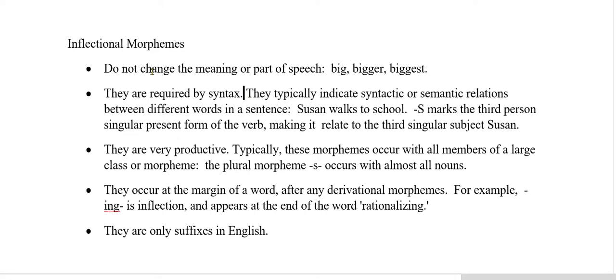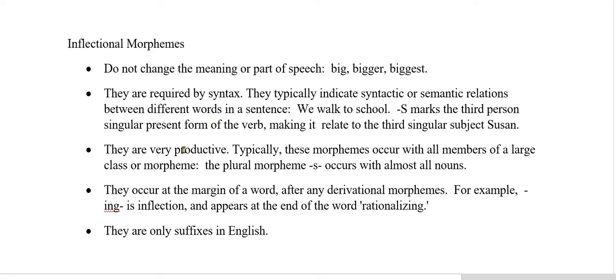Number two, inflectional morphemes are required by syntax. They typically indicate syntactic or semantic relations between words in a sentence. For example, Susan walks to school. The S marks the third person singular present form of the verb, making it relate to the third person singular subject Susan. Notice how if I change this to we, the verb changes, right? So inflectional morphemes are required by things outside of the word. Other words in the sentence can affect these inflectional morphemes.